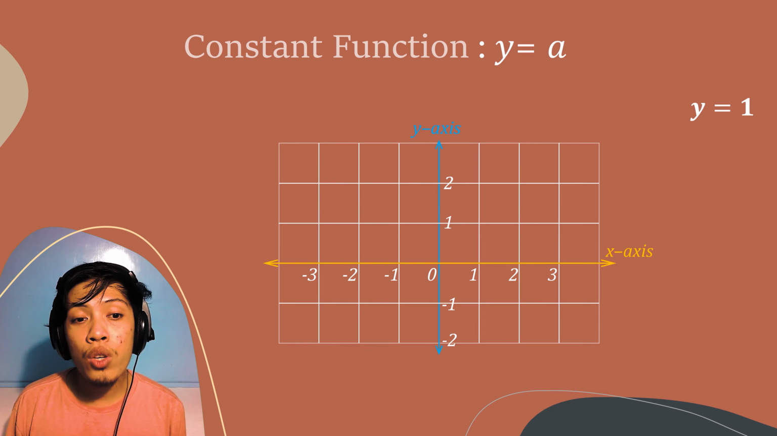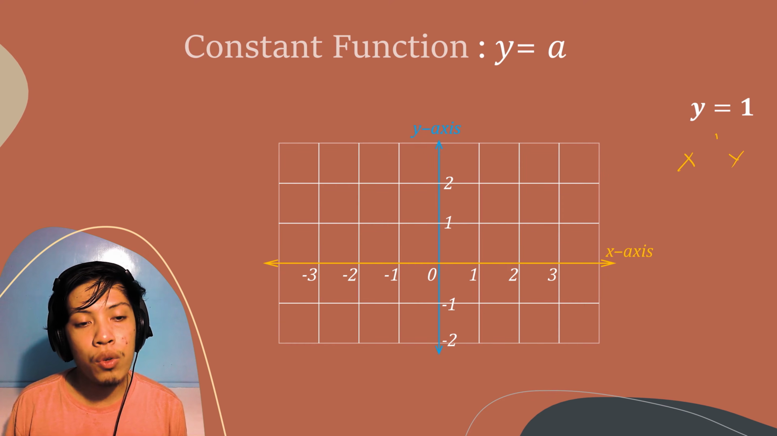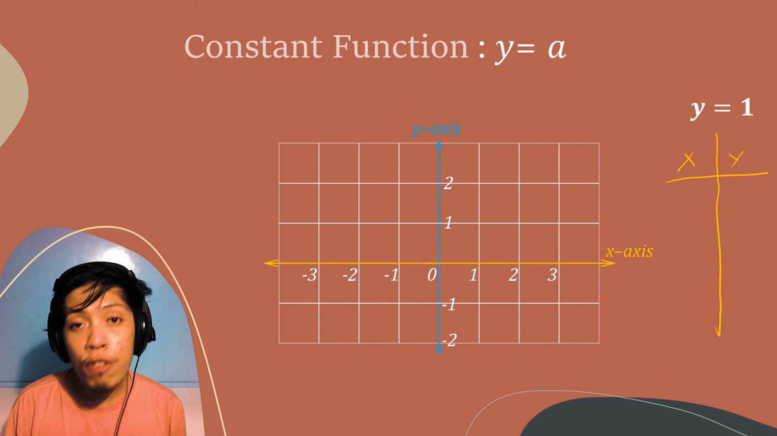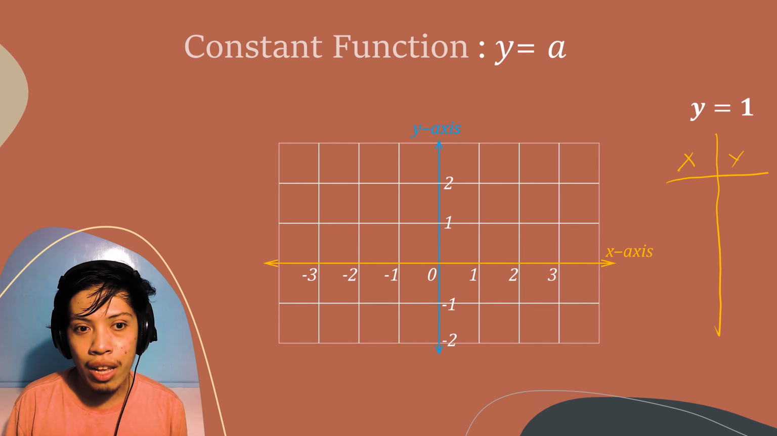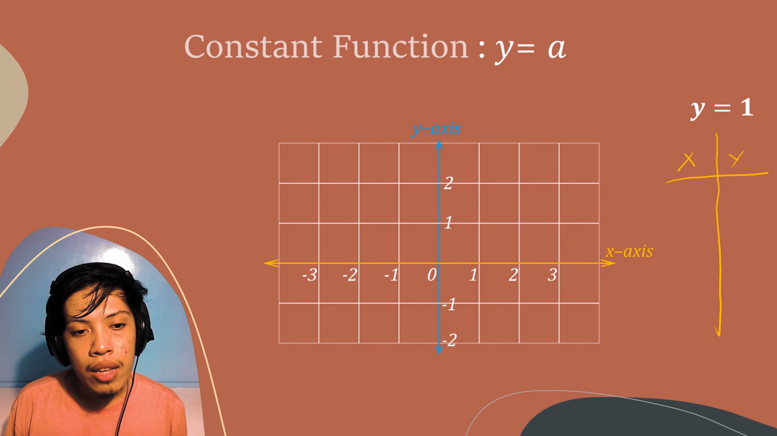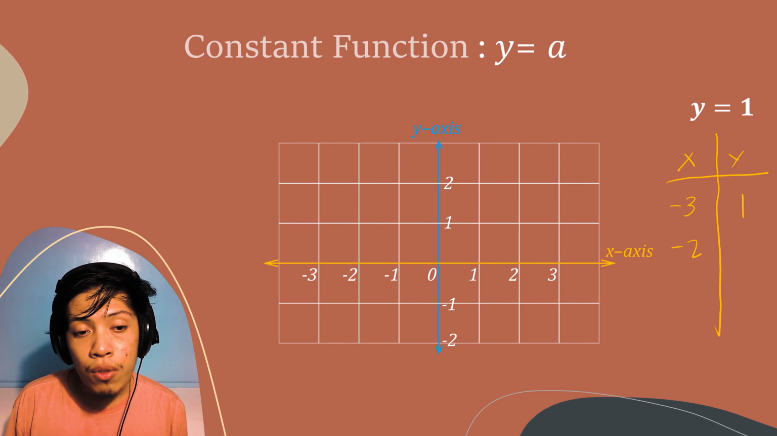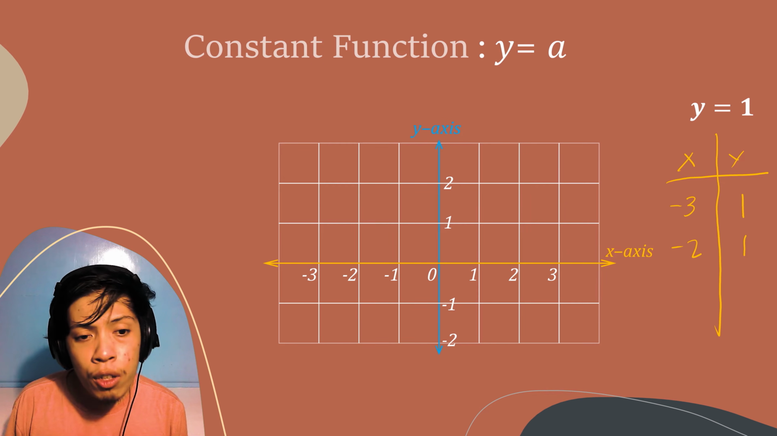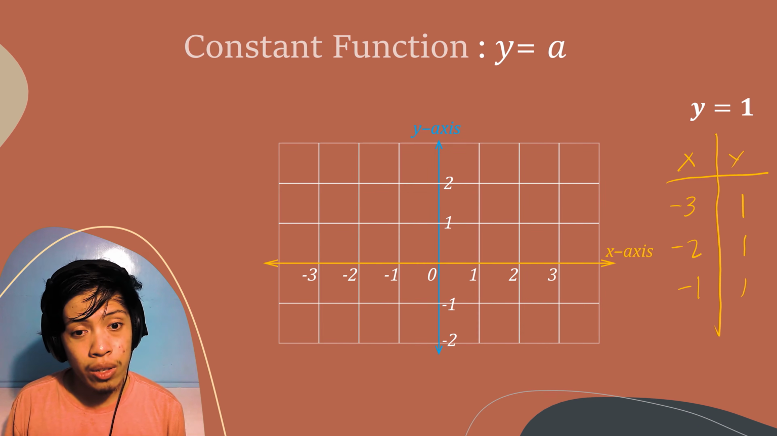Why? Because if we construct the table of values, suppose we have x and y, since this is a constant function, for whatever value of x, your value of y is always constant. So in this case, if your x is -3, your y is 1, diba? If your x is -2, your y is still 1. For whatever value of x, your y is always equal to 1. That is because this function is a constant function.